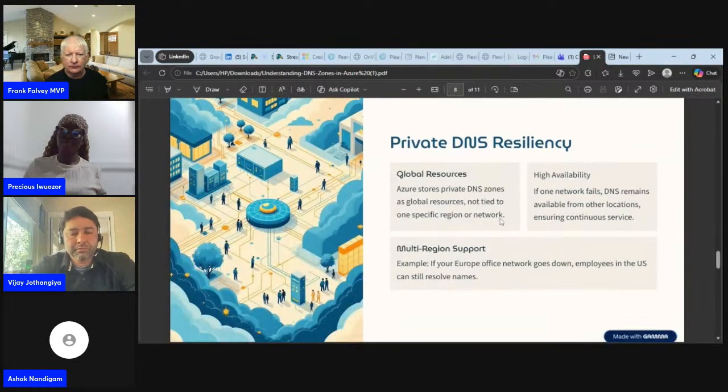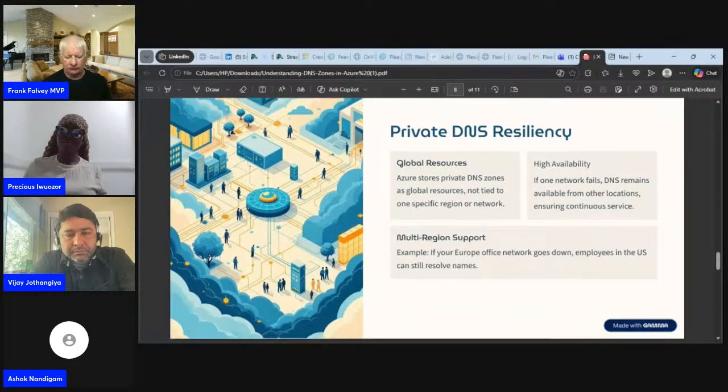In my next slide, I have private DNS resiliency. One of the features of private DNS resiliency is that Azure stores private DNS zone as a global resource. It has high availability. If one network fails, DNS remains available for other locations, ensuring continuous services. It also offers multi-region support. For example, if your Europe office network goes down, employees in the US can still resolve names.